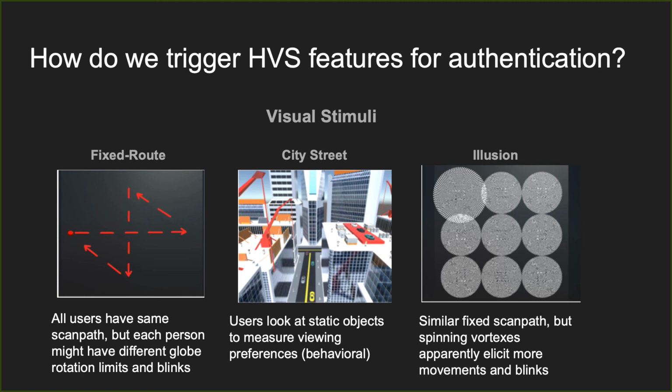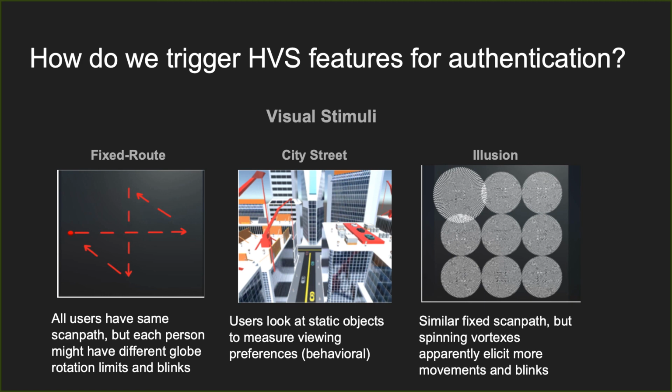So now that we've defined these features and we can measure them, the question is, how do we trigger these features for authentication? So the method that they come up with is just three different forms of visual stimuli. The first is called a fixed route, where the person wearing the VR headset will see a red spherical ball moving across their screen in the directions that you see above. And the idea here is to see what the limits of your globe rotation are. So even though all the users have the same scan path, each person might have different globe rotation limits. And in addition, during this movement, the user may blink, and they're also trying to capture that as well.